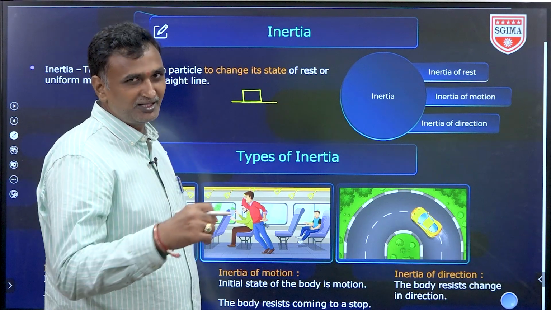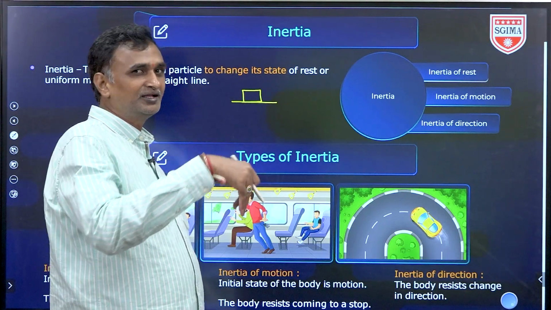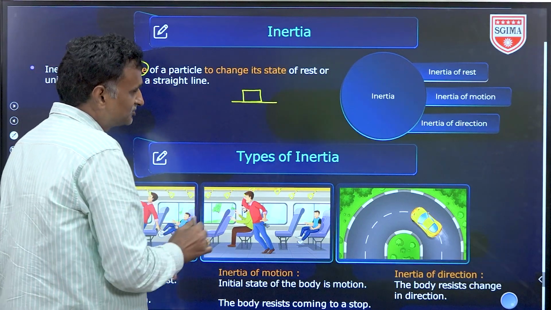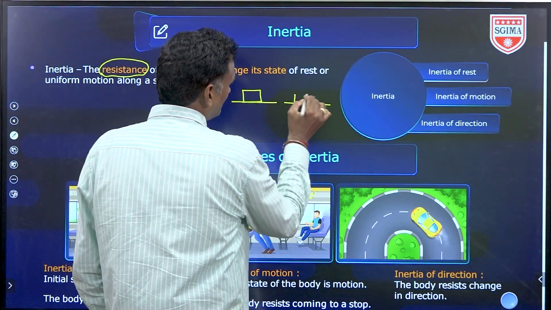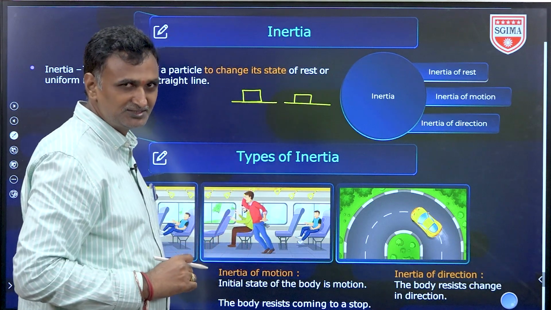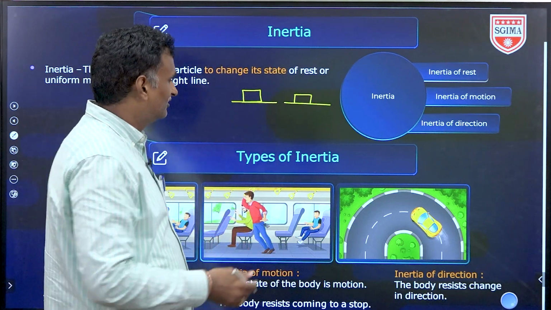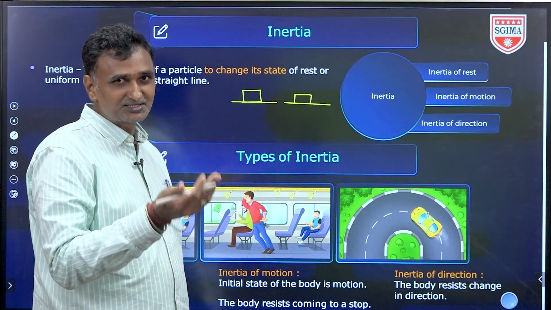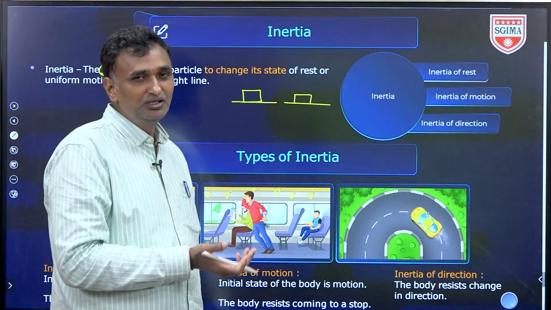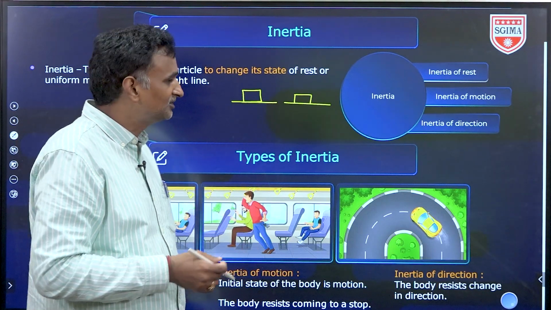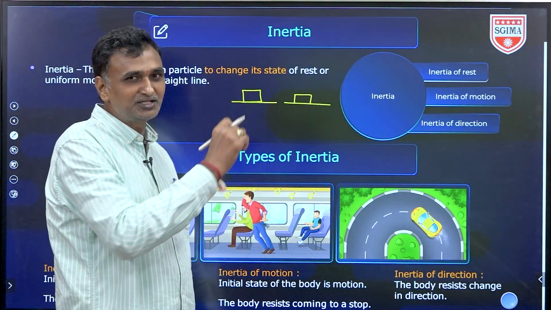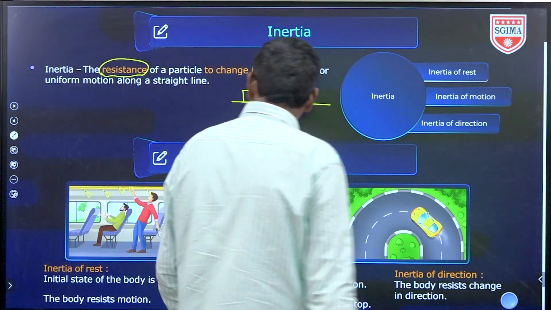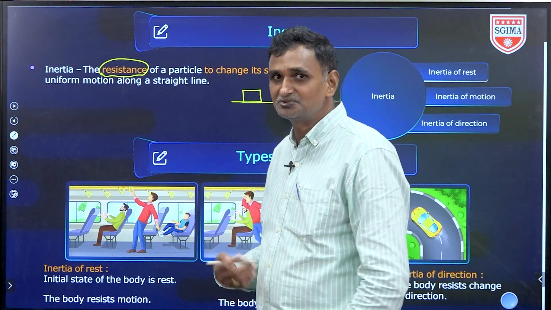When a body is at rest, it will try to remain at rest only. Suppose a body is moving with some velocity v. It will always move with the same velocity only, and it resists or opposes stopping the motion. That resistance to change of state is called inertia. Once again, definition wise, we will take it out.